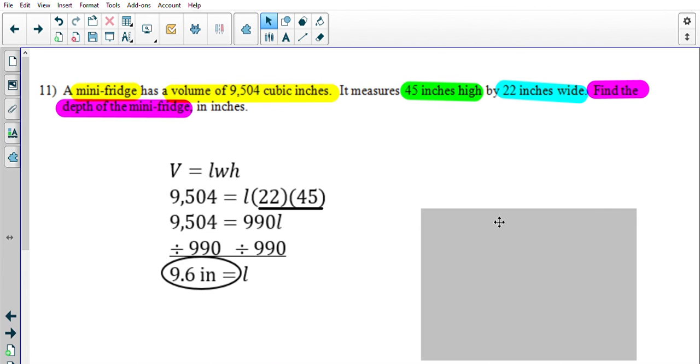inches. That's a really narrow mini fridge. We've got 9.6 inches here. I think ours is definitely deeper than that.